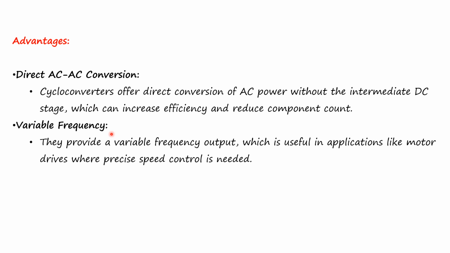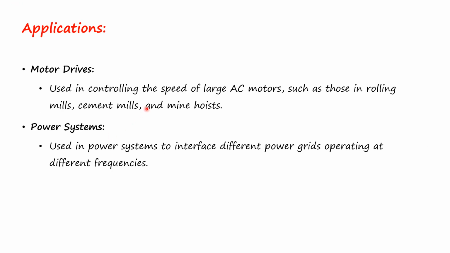We can also use the cycloconverter to provide a variable frequency output, which is useful for various applications like motor drives, where precise speed control is required. It is used in many applications, controlling the speed of large AC motors in rolling mills, cement mills, and mine hoists, and also used in power systems to interface different power grids operating at different frequencies.